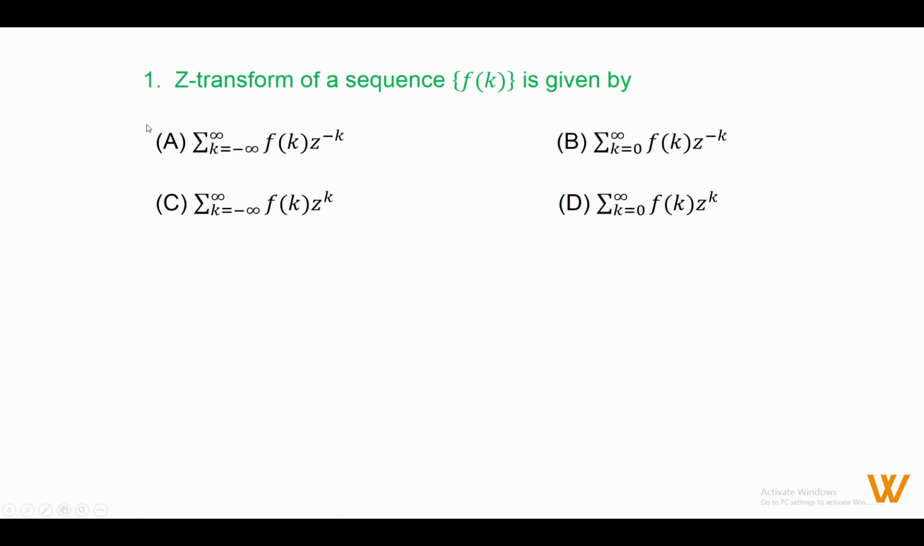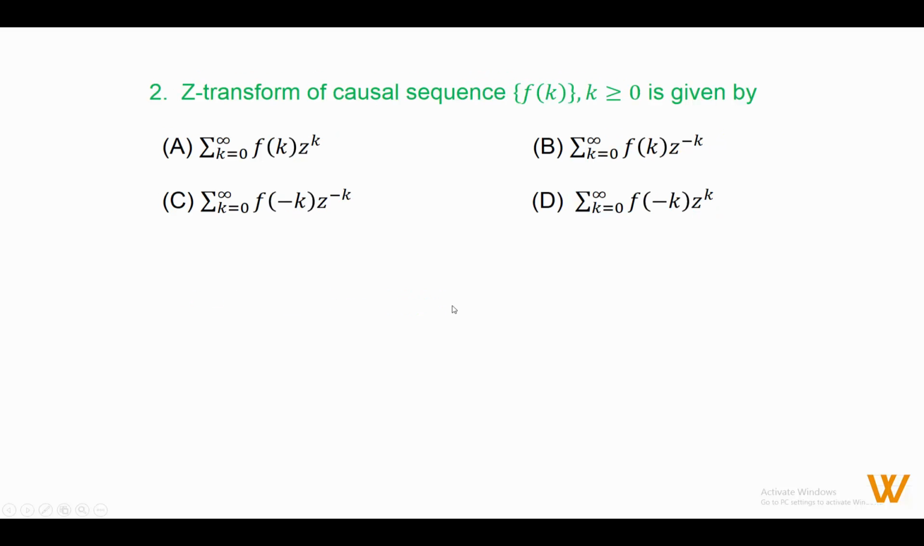First MCQ: Z transform of a sequence f of k is given by, meaning the definition of Z transform. Z transform of f of k is given by sigma k varies from minus infinity to plus infinity f of k z raised to minus k. Option A is the definition of Z transform, so option A is the answer.